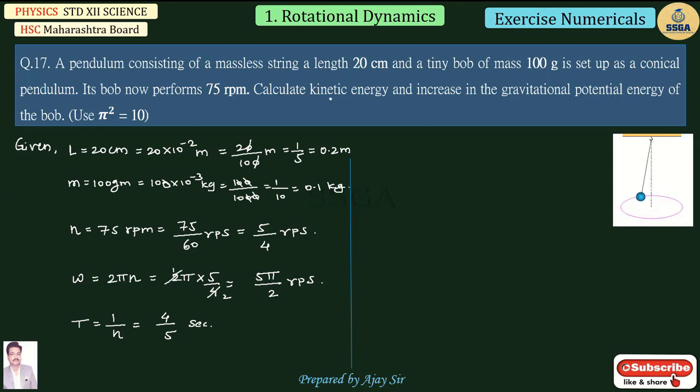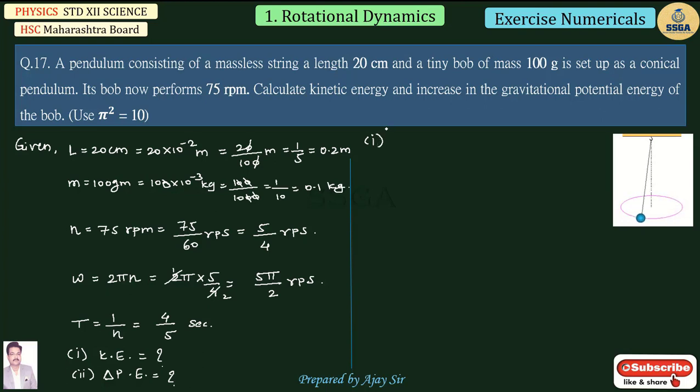Now the first thing we have to calculate is the kinetic energy of the bob. First point, find the kinetic energy. Second, the increase in gravitational potential energy, that is delta of PE, where PE is potential energy. So this you have to find. Let us start with the first point.